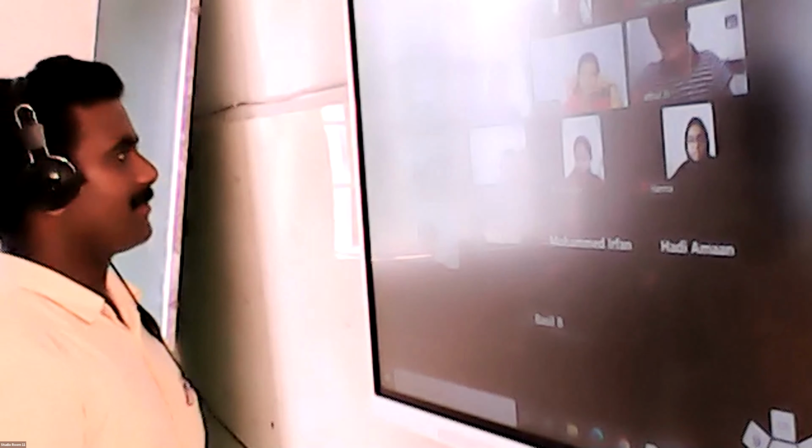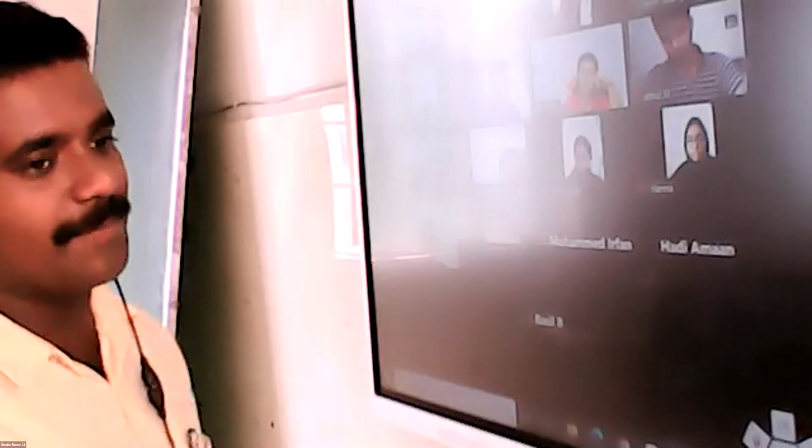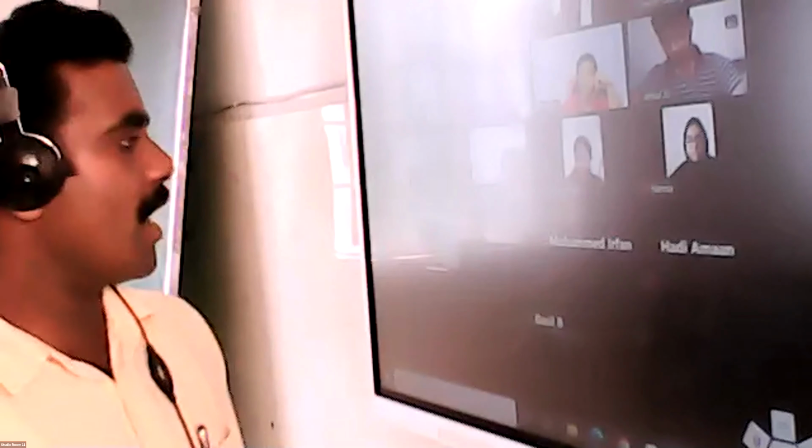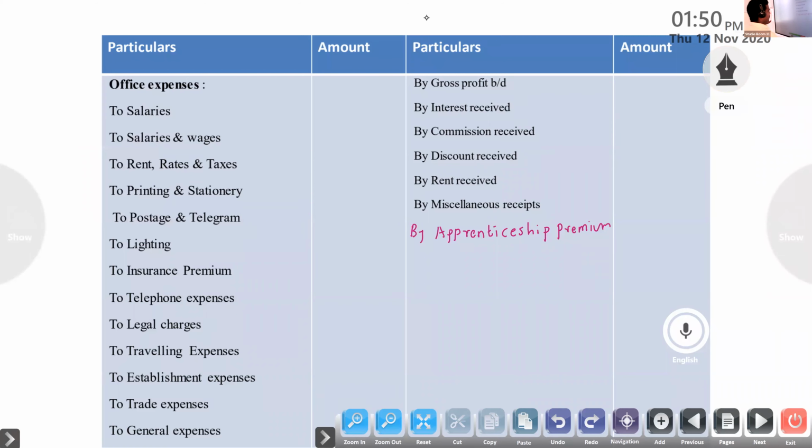How to calculate net profit, Sharath? Operating profit minus non-operating expense plus non-operating income. Okay. I said the format of trading account, profit and loss account. Other than trading account and balance sheet items, everything will come in profit and loss account.